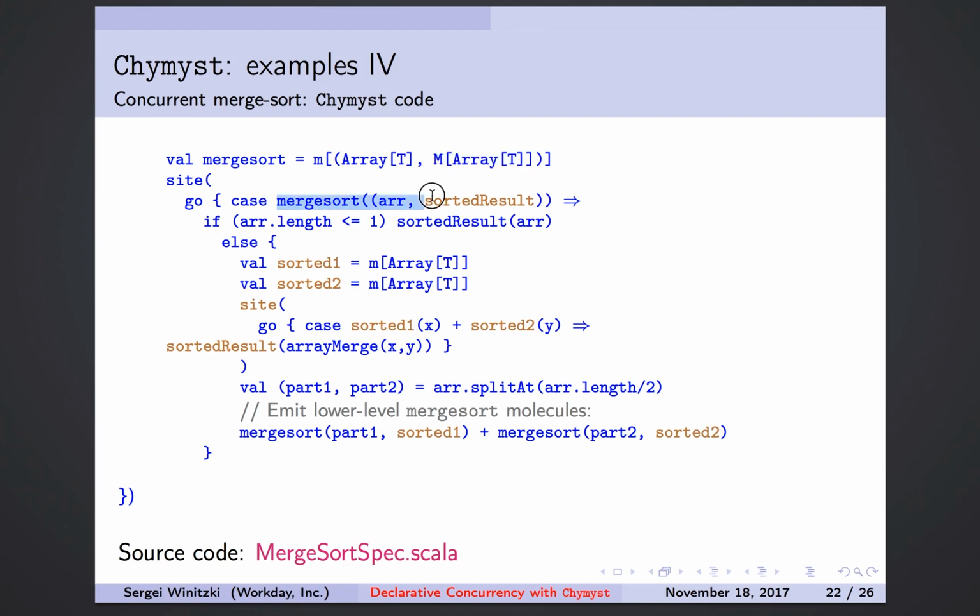First, this molecule will create sorted 1 and sorted 2, and will split the array into part 1 and part 2. Then it will emit itself with part 1 and sorted 1, and also another copy of itself with part 2 and sorted 2. Each of these will again cause the same reaction to happen, each time defining new sorted 1 and sorted 2 molecules with a new reaction, because this definition is inside the scope of the reaction, which is a function scope.